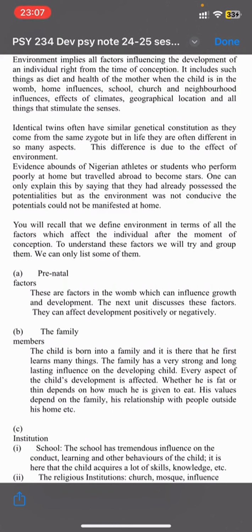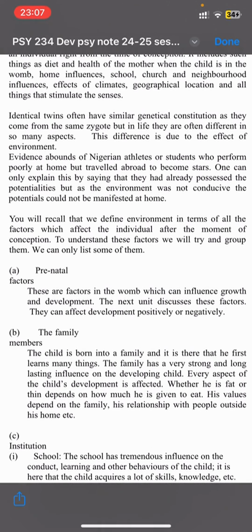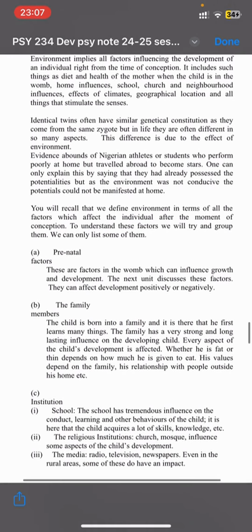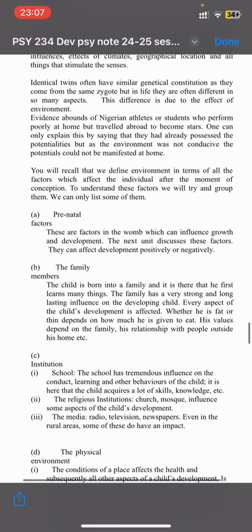Prenatal factors. What that part is trying to say is that anywhere you find yourself is an environment, to you at least. So the baby in the womb is considered an environment. So prenatal factors are factors which can influence growth. Family members. The child is born into a family and it's there that he learns the first things. So the family has either a negative or a positive influence on the growth or development of the child.